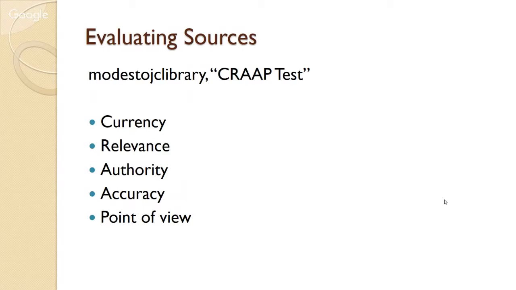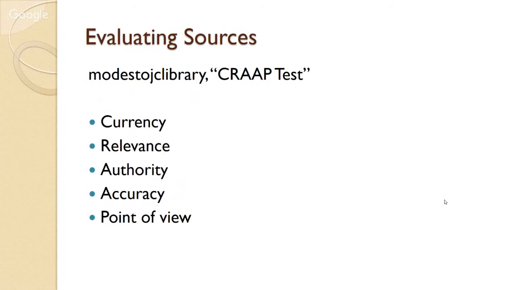Accuracy is being correct. Is the information presented by the source correct and verifiable? And does it cite its own sources that you can go and look up and verify the accuracy of? And finally, point of view. Is the source biased or not? Is it trying to promote an agenda or something? Is there a slant to the information? Now, all information is going to be slanted in some way. That's more or less unavoidable. But you can work to minimize how much slant or bias there is in it.